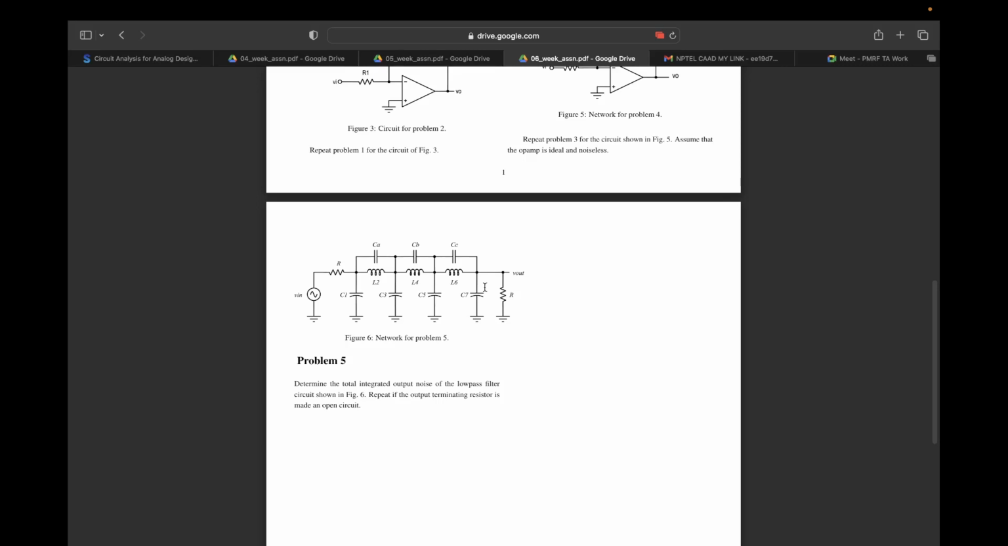No, the point is that this question can be solved with the Nyquist noise theorem as well: kT by C into energy at zero minus energy at infinity. So use that Nyquist noise theorem and solve this question.